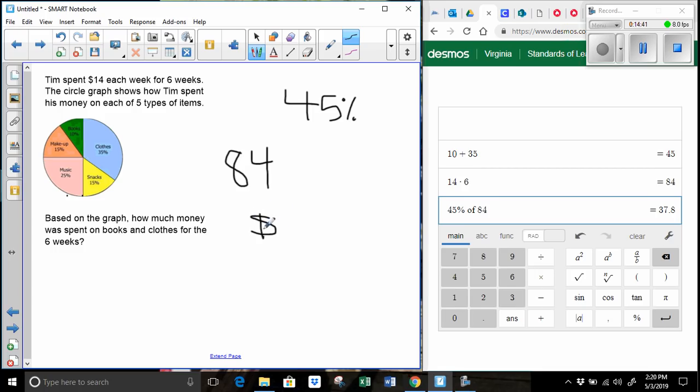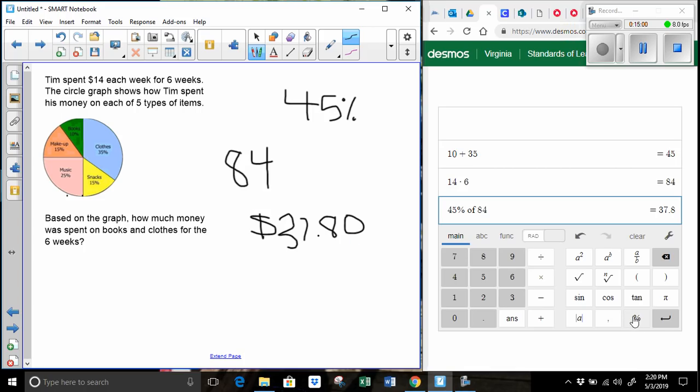And we don't usually see money written like this, 37.8. We usually see it written in the hundreds place. So to put a placeholder here, we can put a 0. So that would be $37.80. So anytime you're trying to find a percent of a number, you can use this percent sign right here.